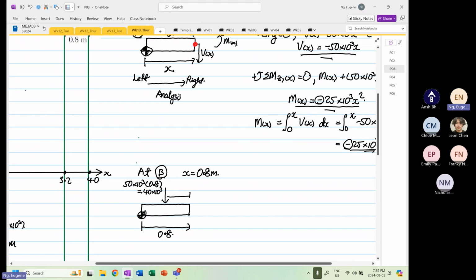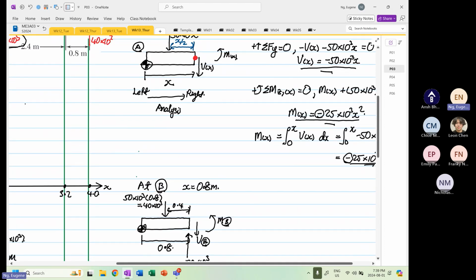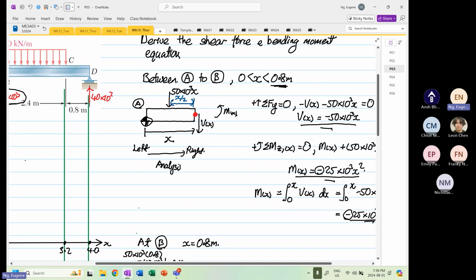And the distance from here to here we know is equal to 0.4. So we know that this is V at point B. And then we will determine moment at point B. Now at point B, we have a force coming here, and this force is sitting at 120 times 10 to the power 3. Before that, between A and B, means less than 0.8.